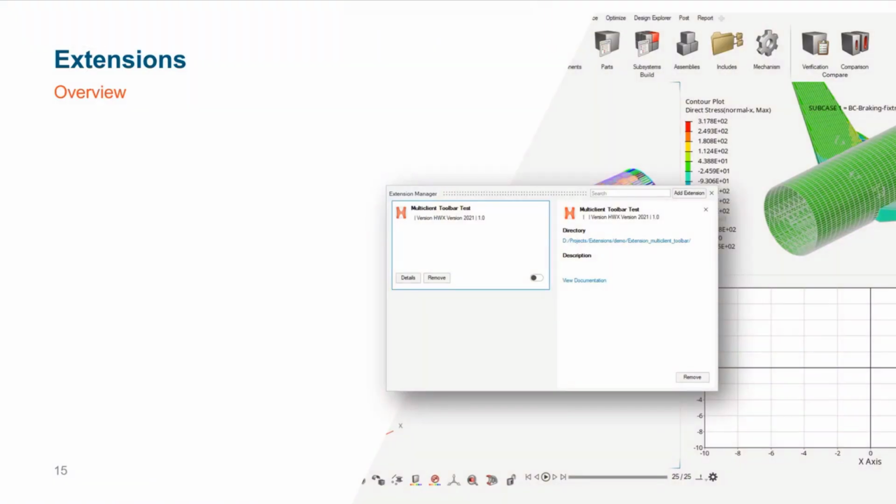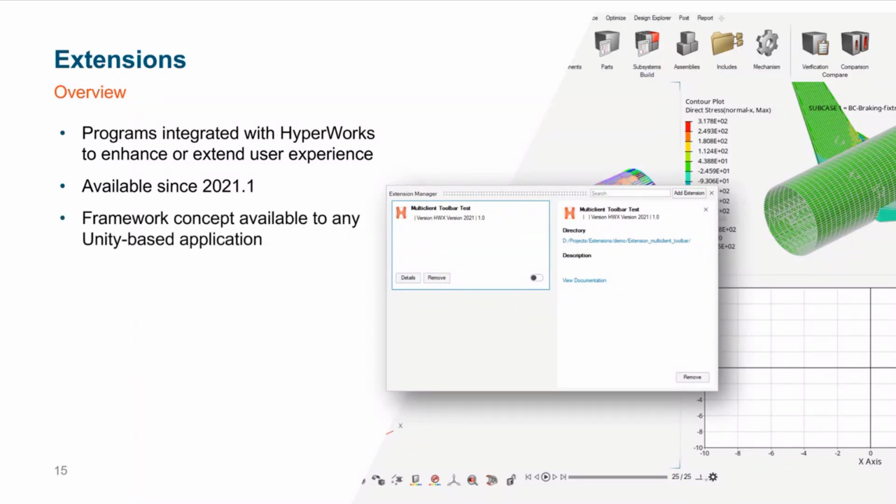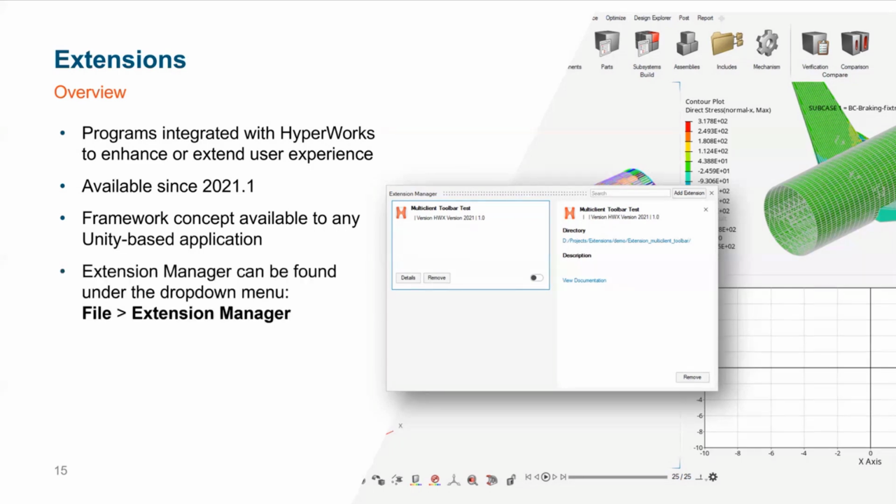For extensions, let's start with a quick overview, because 2023 is the first release with only the new GUI experience, and extensions are the way to customize this experience. First, extensions are programs integrated in HyperWorks to enhance your user experience. They are available since 2021.1, and they are available in all the Unity-based applications like Desktop, Inspire, or the new HyperMesh experience. The Extension Manager can be found under the File drop-down menu, Extension Manager.